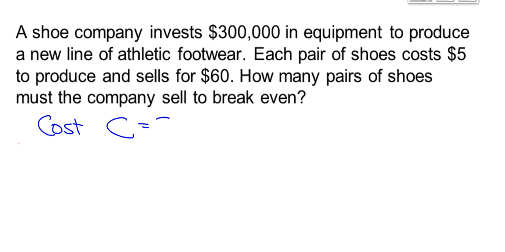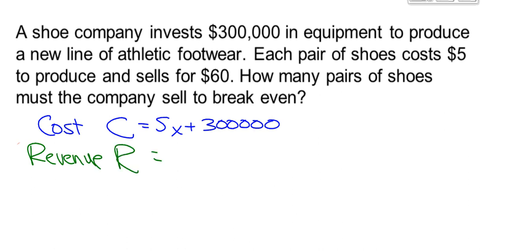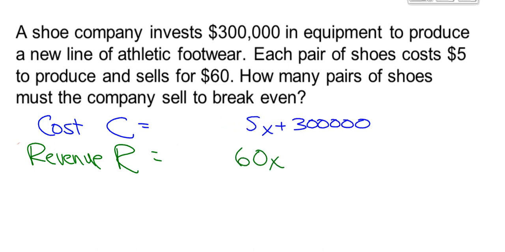Yes. So 5x plus 300,000. That is the initial investment of $300,000 and then $5 per pair of shoes. And then our revenue R is equal to 60x. Maybe I should slide these this way. They are constant, but I'm going to change them into y equals equations just so that we have that.